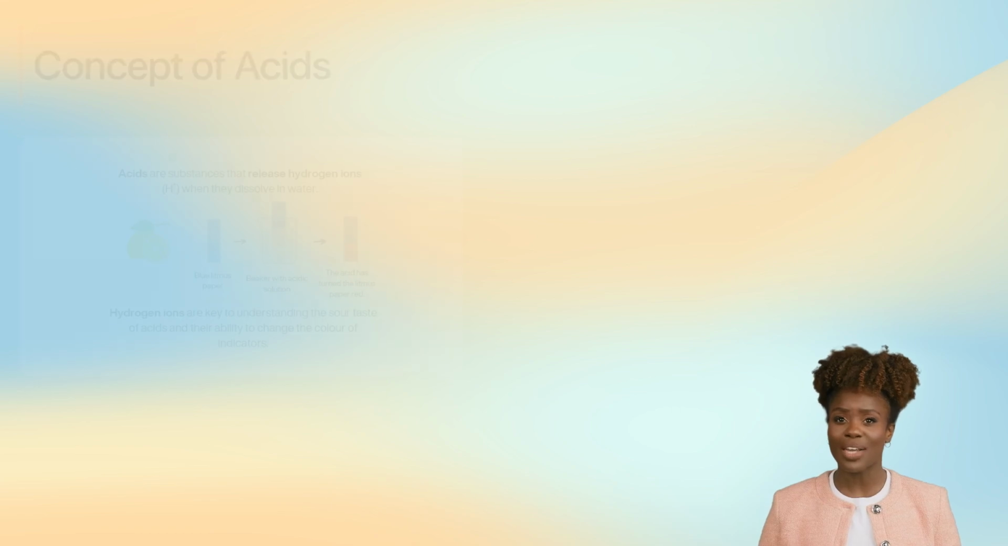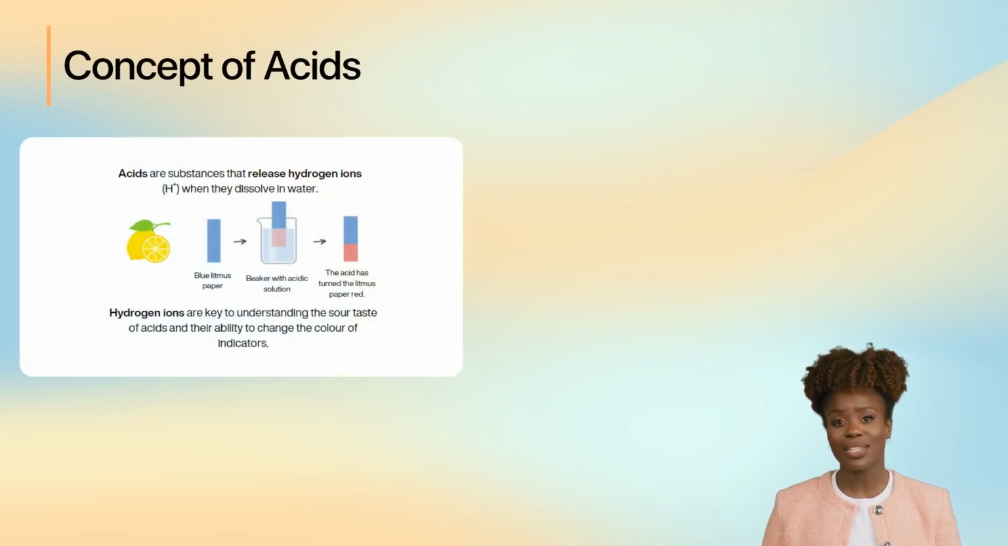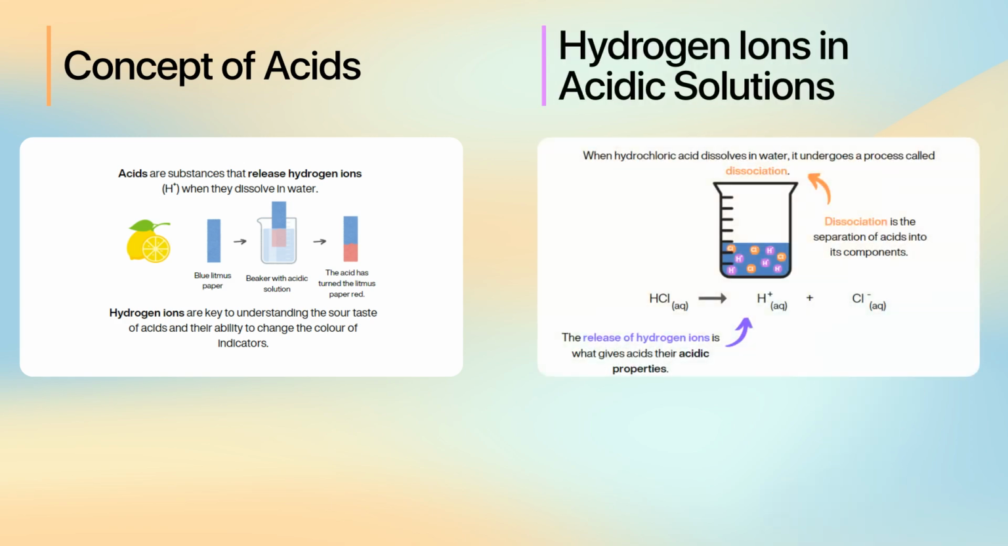In today's lesson, we introduced the concept of acids by focusing on hydrochloric acid as an example. We learned that acids are substances that release hydrogen ions, H+, when dissolved in water, and these hydrogen ions are central to the acidic properties of these substances. We explored the dissociation process of hydrochloric acid in water, where it separates into hydrogen ions, H+, and chloride ions, Cl-. This dissociation increases the concentration of hydrogen ions in the solution, making it more acidic.